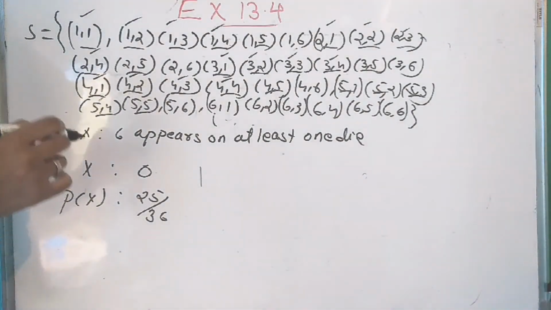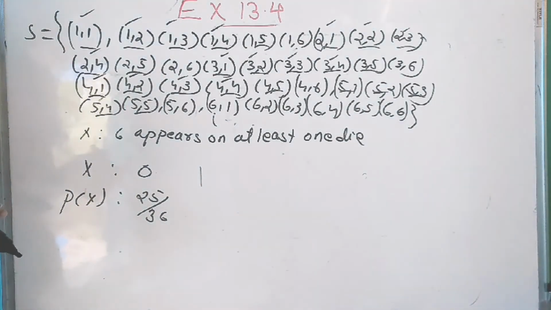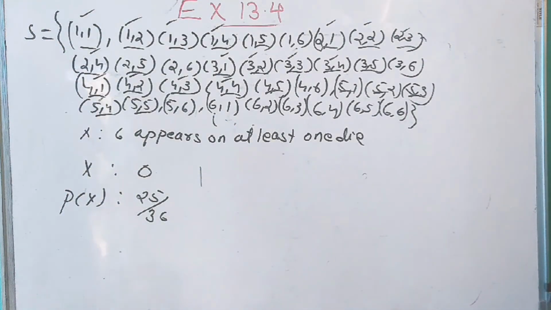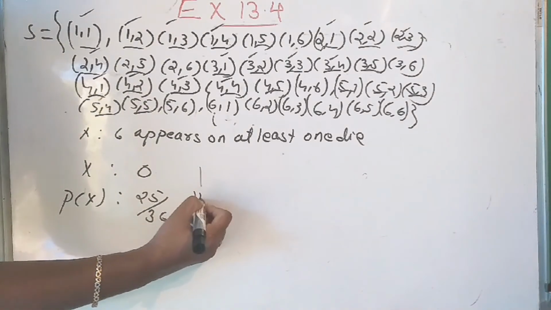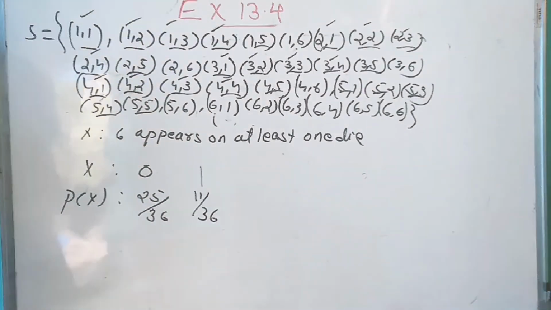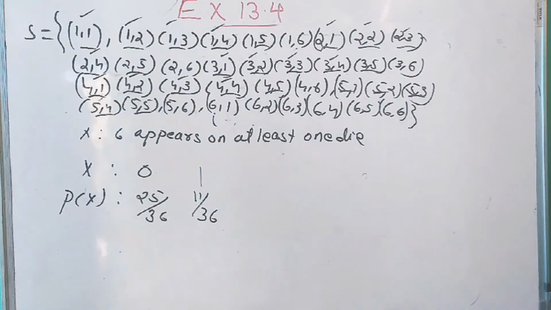And for at least one die, at least means minimum one and maximum 2 dice showing 6. The probability is 11 by 36. So this is our probability distribution in the second case.